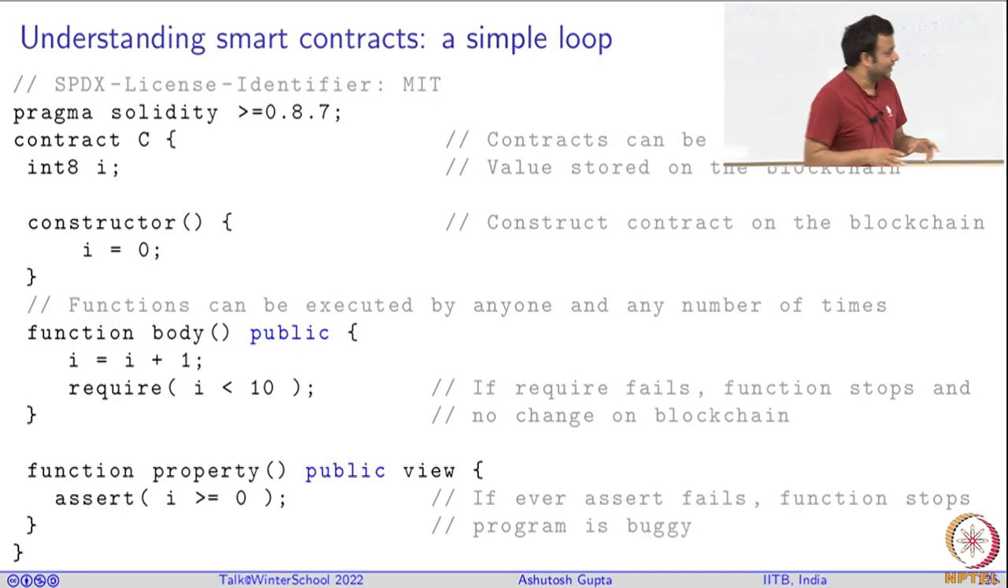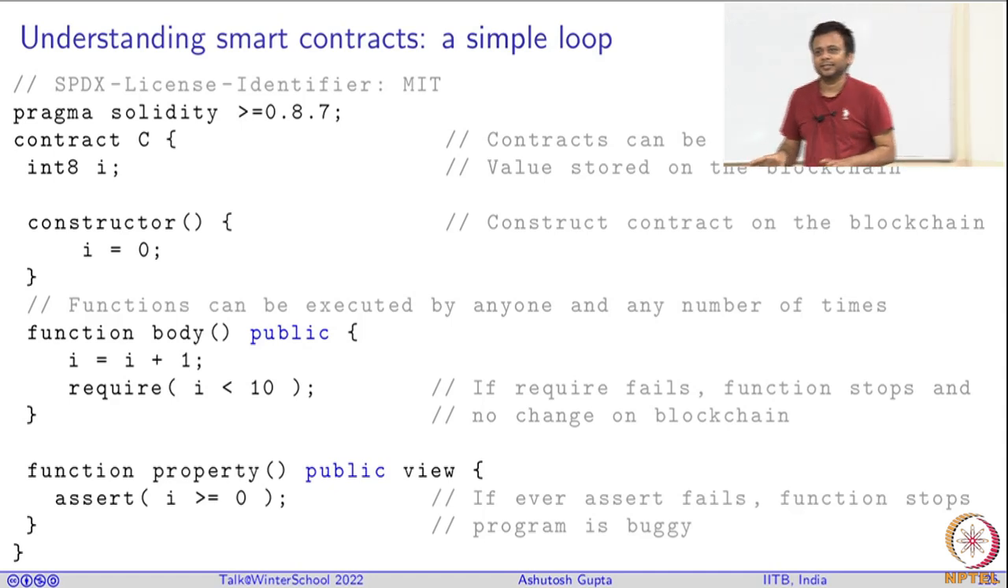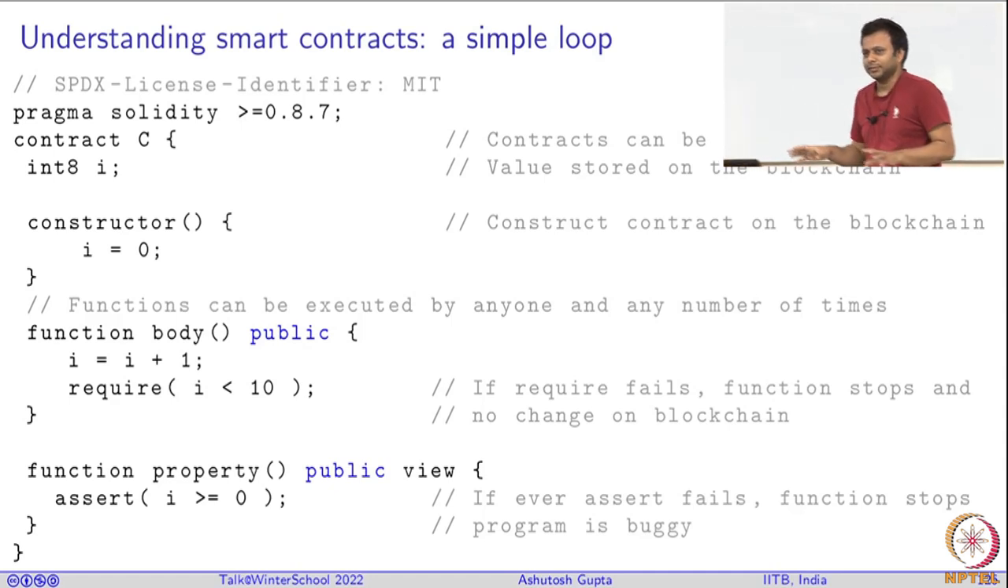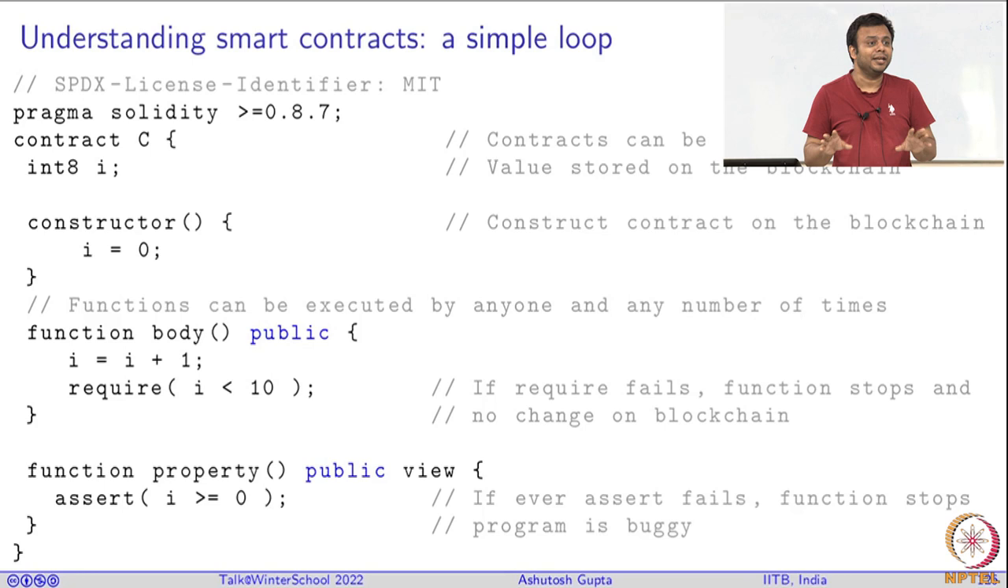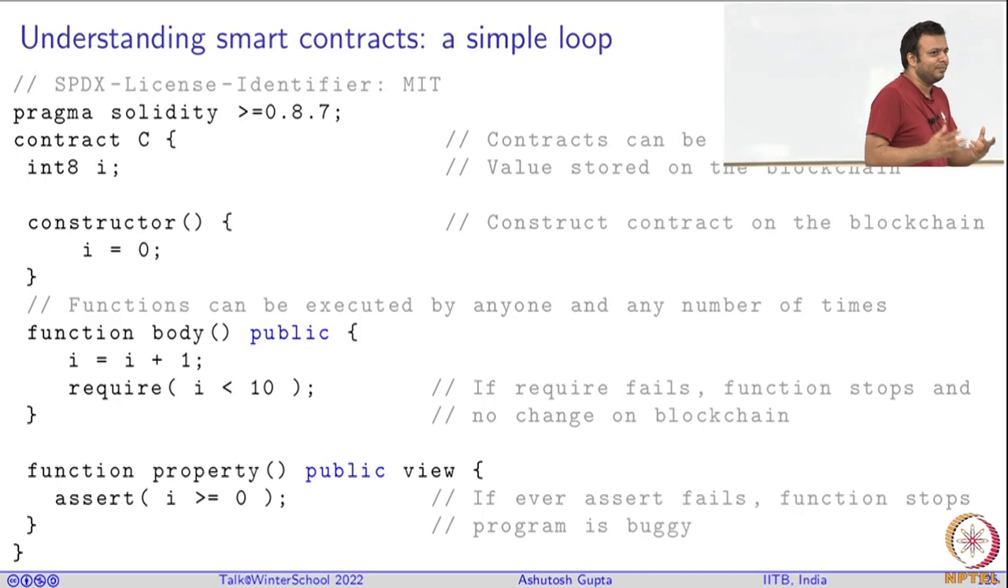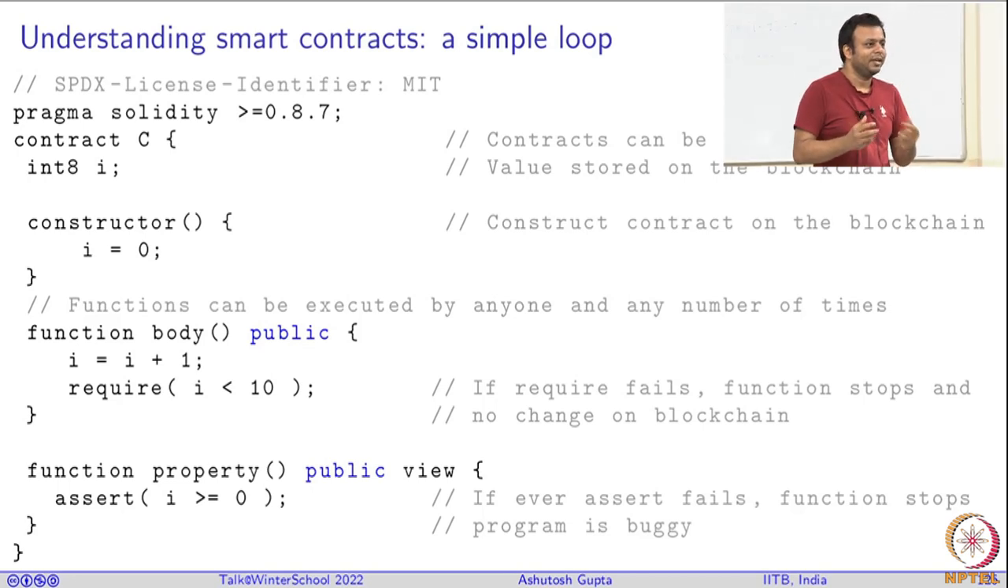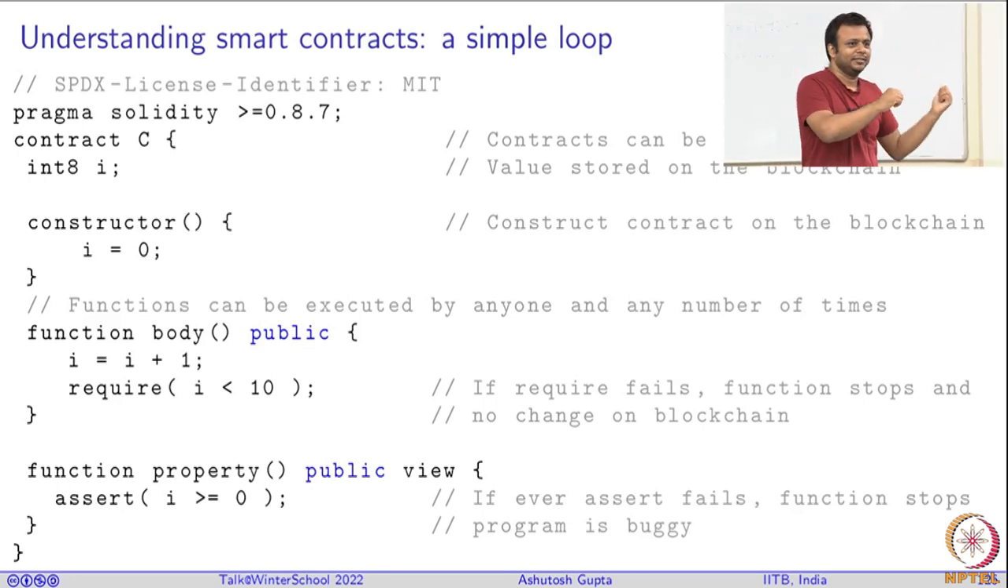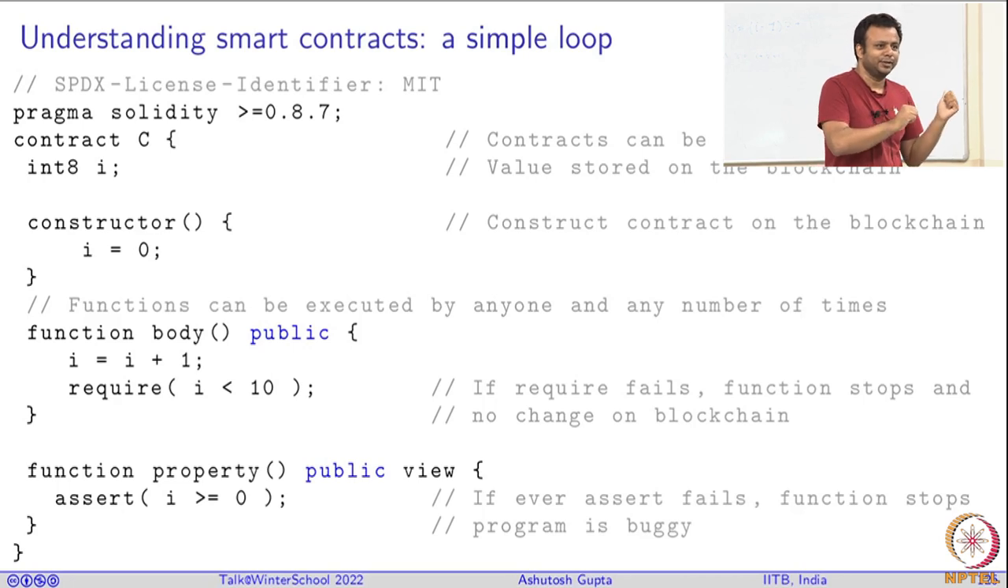So the thing is, implicitly there is a loop here. There is no loop written here, and this is one thing you need to internalize. These functions can be run any number of times. So they're all in a giant loop. And at any possible time, there is some invariant that must be true all the time. Okay? Let's check whether this contract is good for us or not.